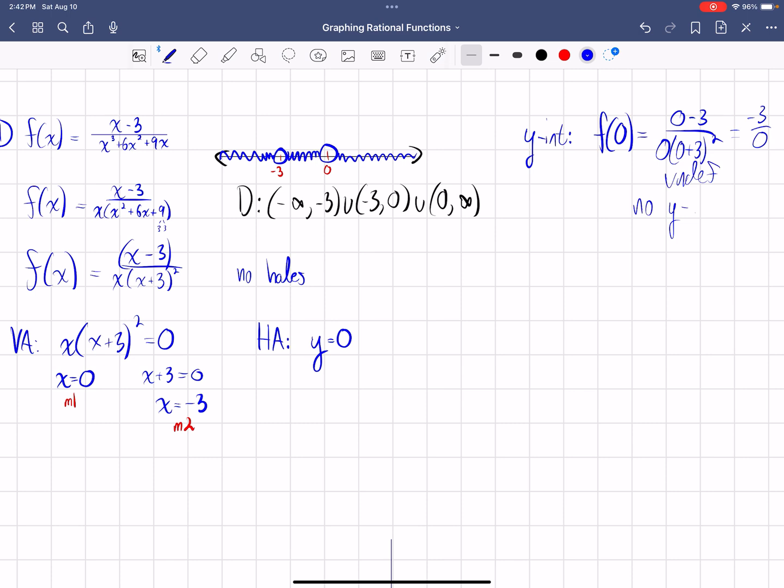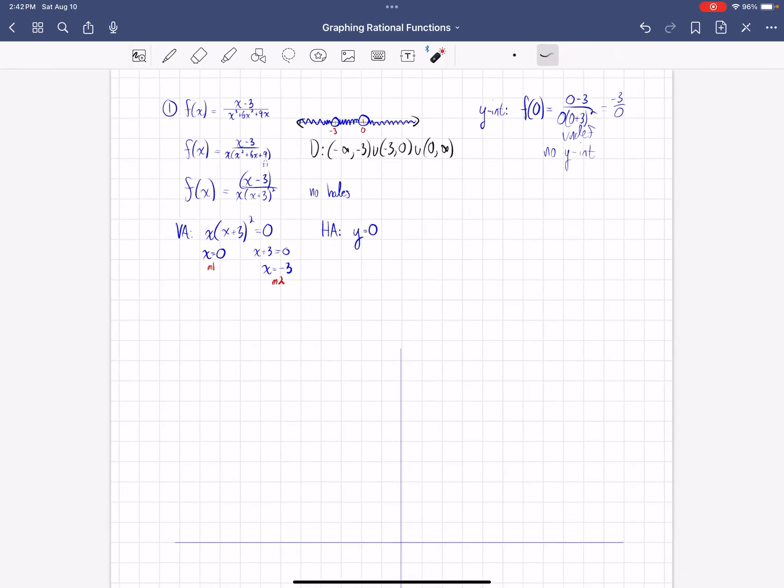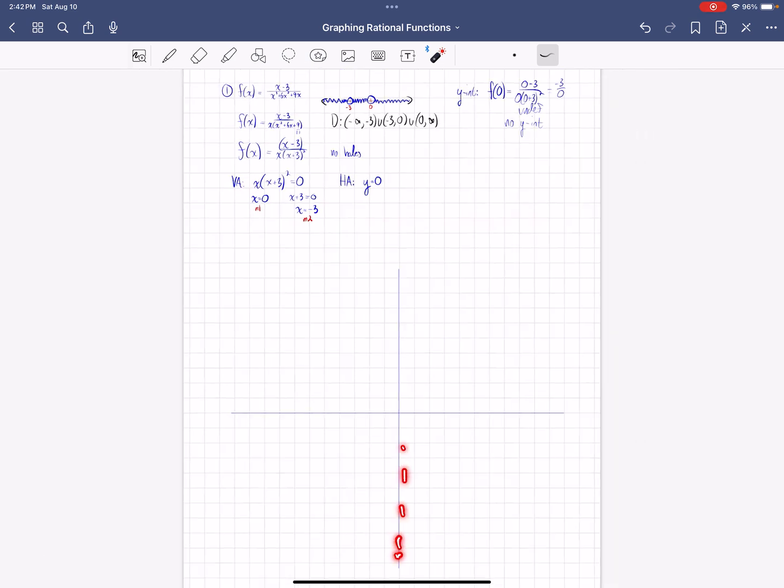No y-ints. Which actually makes a lot of sense, because you'll recall that we had a vertical asymptote that had the equation x equals 0. So if there's a vertical asymptote here, we can't possibly have a y-intercept, so no surprise we didn't get one.